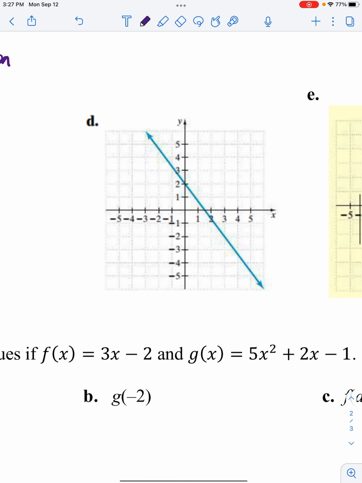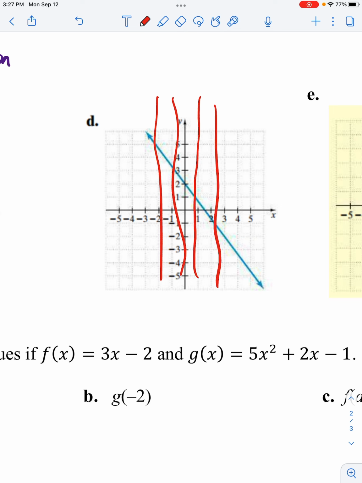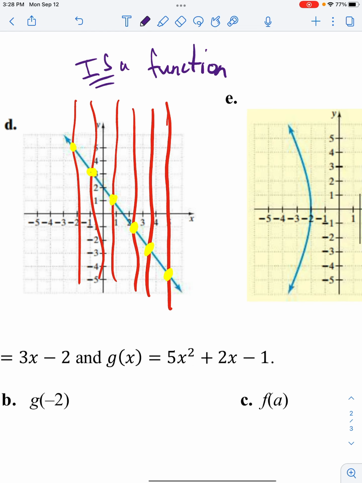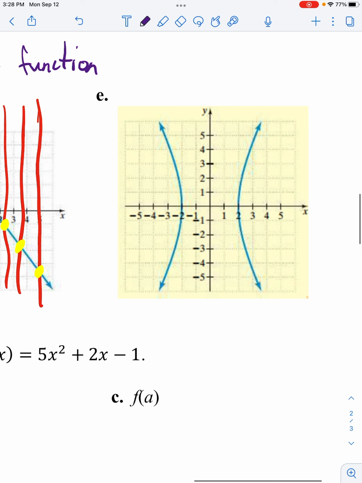Over here, what do you think we're going to find? Draw a bunch of vertical lines. Oh, that is not a good line. Draw a bunch of vertical lines, right? Each vertical line gets passed through only one time by my graph. My graph passes through each vertical line one and only one time. It doesn't curve back around and pass through them again. Okay, so this is a function.